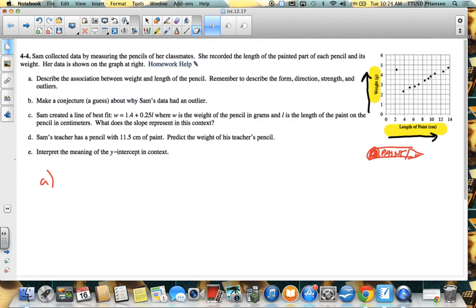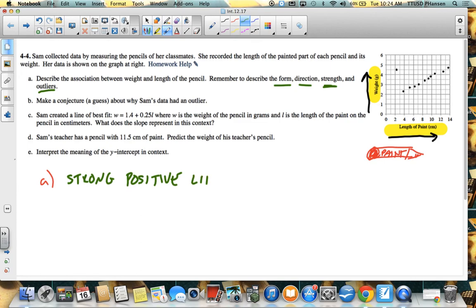But what the problem is actually looking for is the form, direction, strength, and outliers. An outlier is a piece of data that doesn't match the rest. So what this one is looking for in the association is that it's a strong, that's the strength, right? It's a strong positive because it's going up. Positive, and it's linear because we can make a straight line. It's a strong positive linear association.